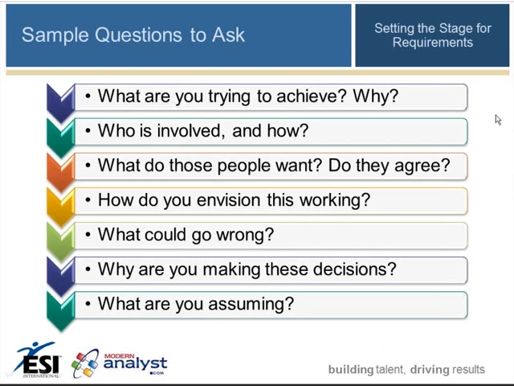And let's think for a minute about what kinds of questions the Agile project team, perhaps facilitated by its business analyst, might be asking customers. And so you can see here some of the sample questions. What are you trying to achieve with a new business process, business system? Why, and why is this important? Who's involved? How are they involved? What do those individuals want? Would they agree? Would they not agree on an approach to the requirement? What's the vision for how this will work? What things can go wrong? Decisions. Why are you making them, and what are you assuming underlying those?